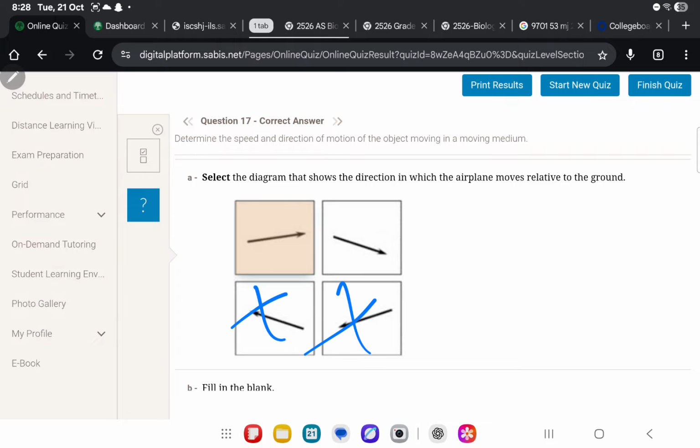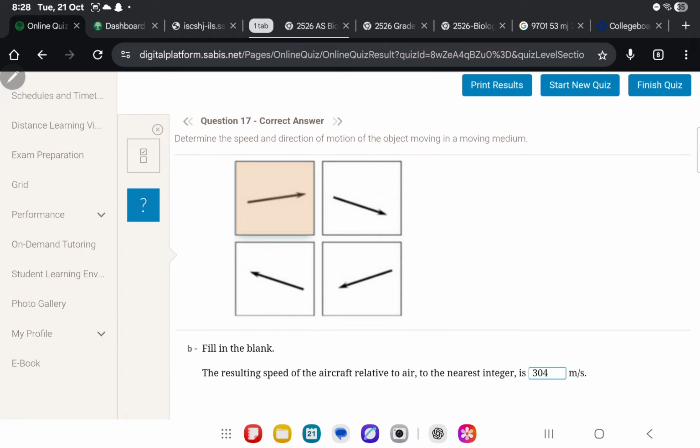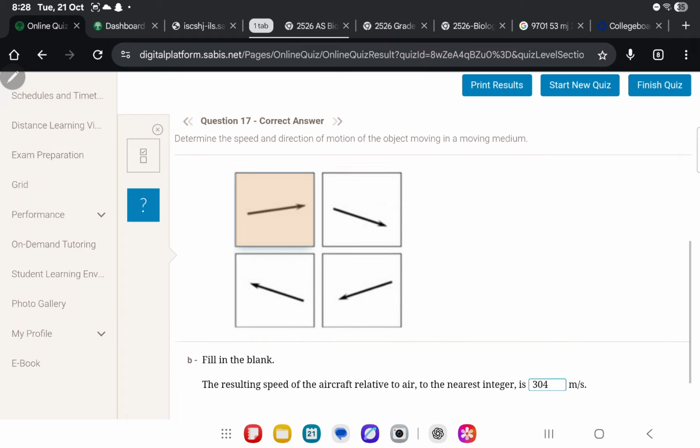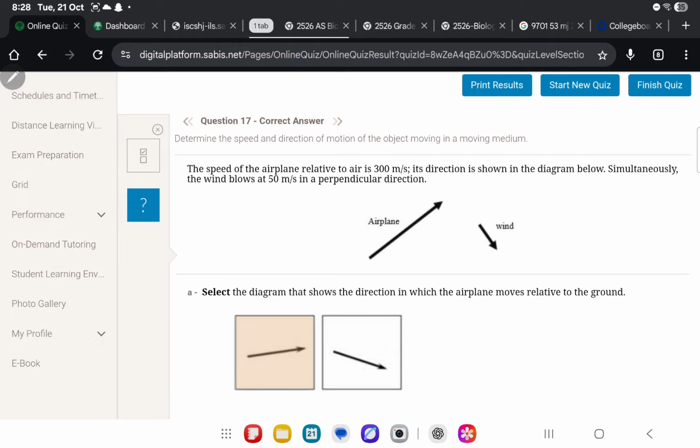Now, the resulting speed of the aircraft relative to air. Relative to air, so you're taking the air as the frame of reference. This wind is already moving relative to the air. The airplane is moving relative to the air. So you're going to do the square root of 300 squared plus 50 squared. This gives you 304 meters per second, which is the correct answer.